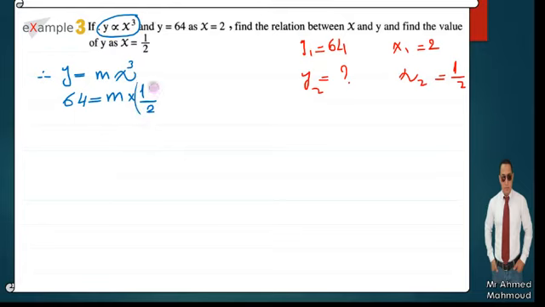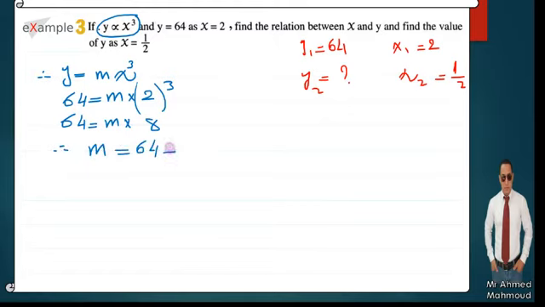excuse me, it's 2, not 1 over 2. 64 equals m times 2 power of 3, then 64 equals m times 8. Therefore, m equals 64 divided by 8. Therefore, m equals 8.